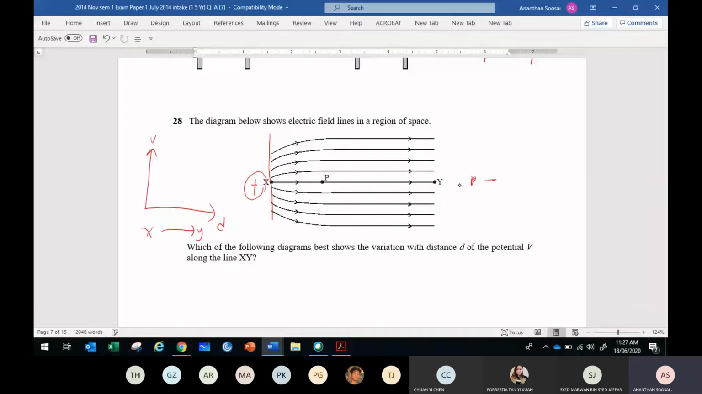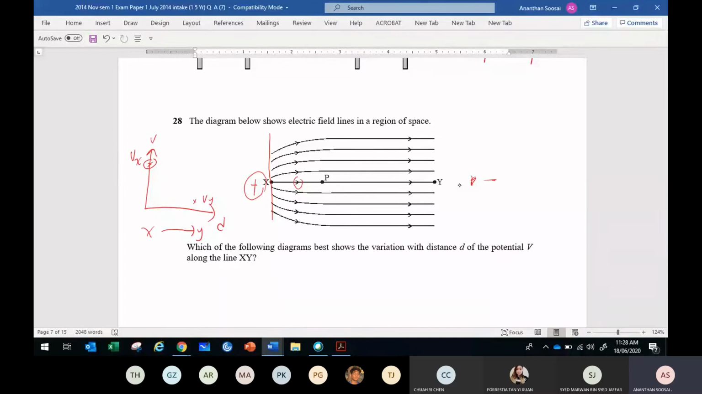But anyway, X is the origin, like a positive charge. Because the arrow is pointing to the right, potential of X must be very high. Vx must be higher. Vy definitely must be lower, not zero, lower. So it should be high to low. Why is Vx higher? Because the field is to the right. So X is at high potential.